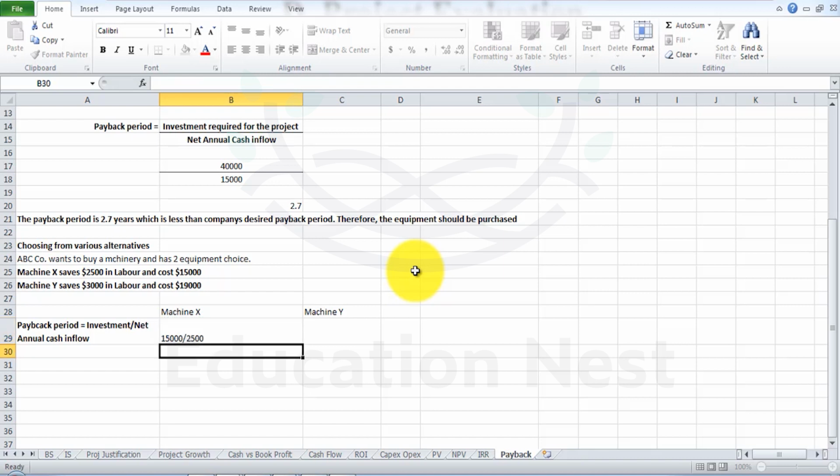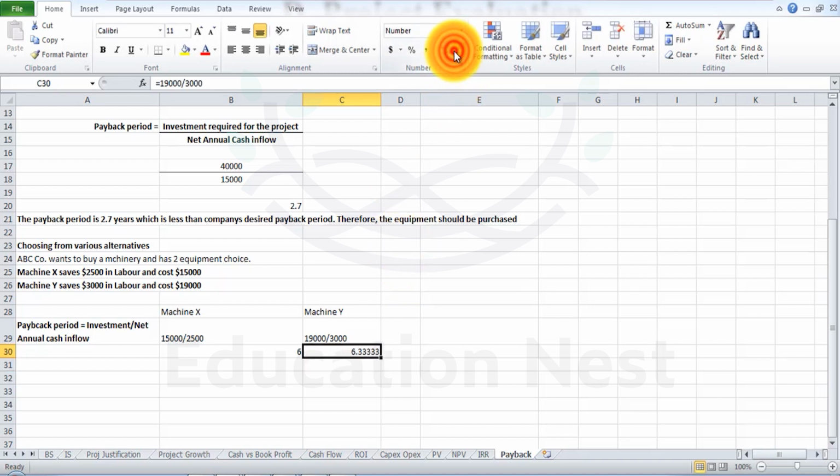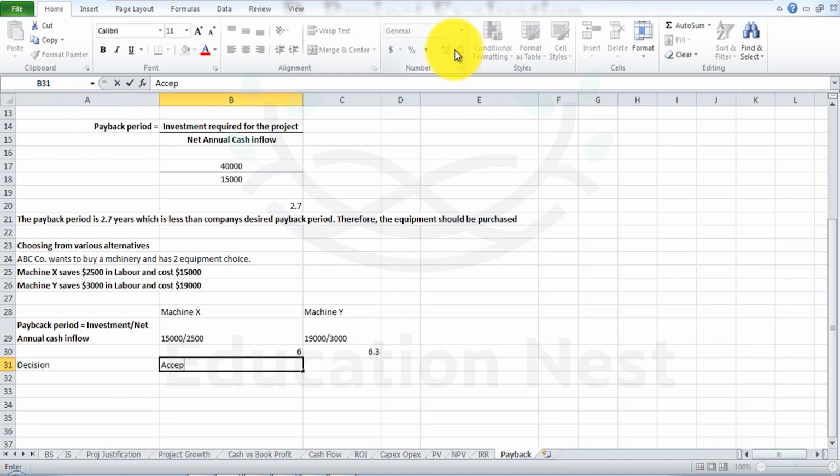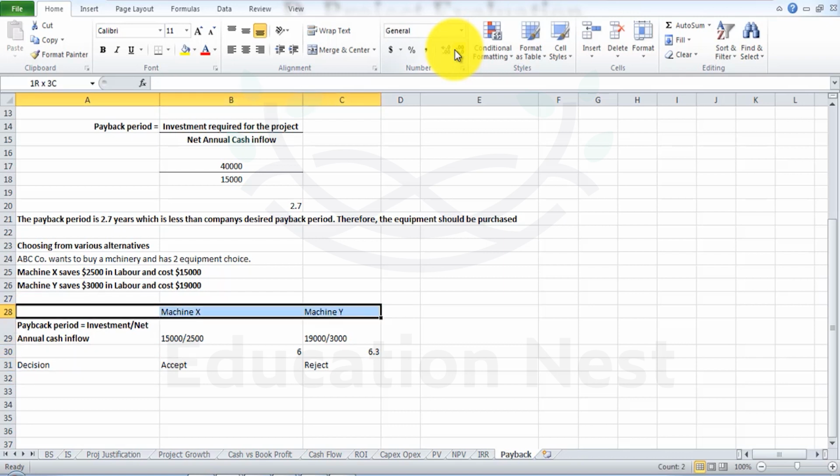Here it's going to be $15,000 divided by 2,500, which is equal to 6 years. And similarly for machine Y, it's going to be 19,000 divided by 3,000, a little over 6 years. So obviously machine Y will be rejected and machine X will be procured. Decision: accept, reject. As simple as it can get, right?